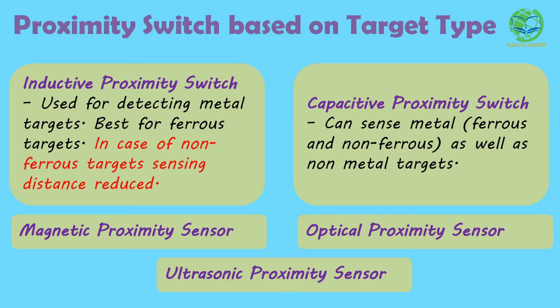Capacitive proximity switches can sense metal as well as non-metal targets like aluminum, copper, plastic, wood, glass, etc. There are more types of proximity switches, yet we are limiting this video to inductive and capacitive proximity sensors only. Others we will study in another video.